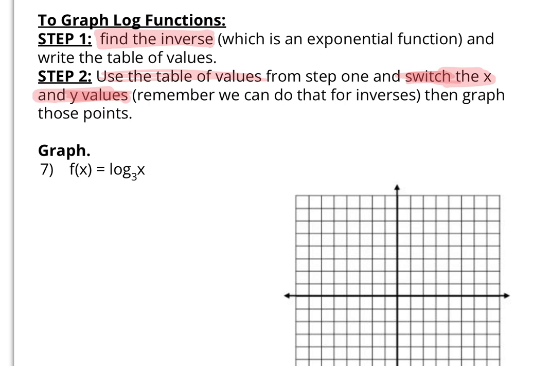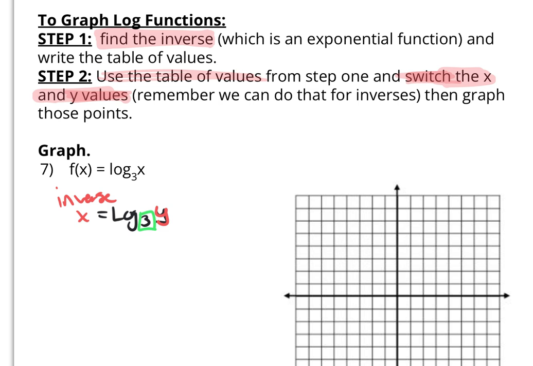So we have f of x equals log base 3 of x. So just like before, find that inverse. We're switching the x value with the y value. And remember, our y is the same as f of x. That's why I put the x first. Okay? From here, we do our loop.